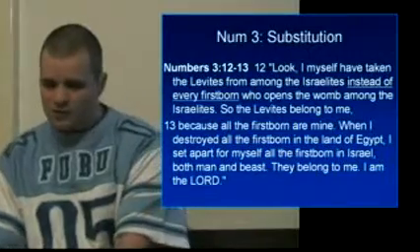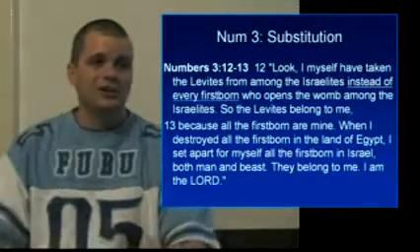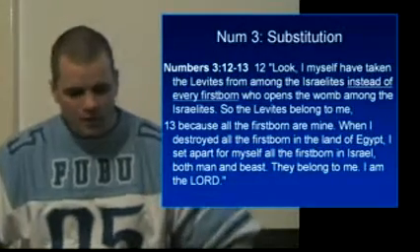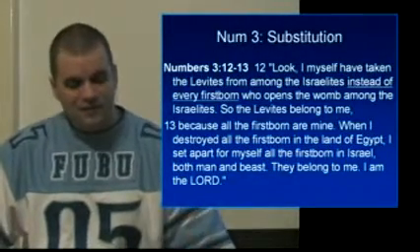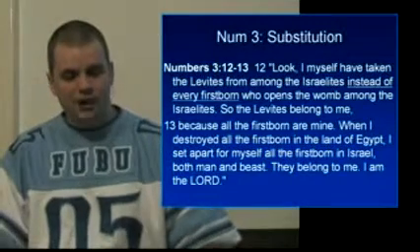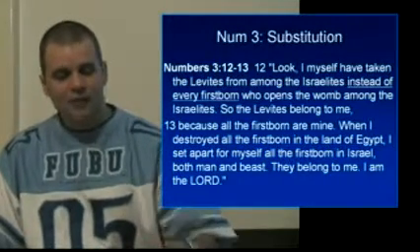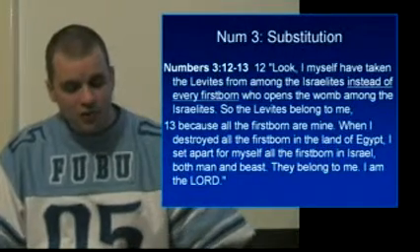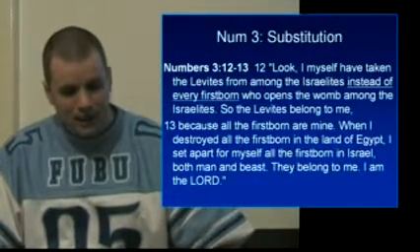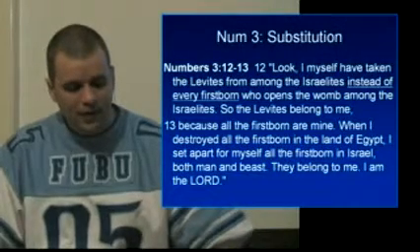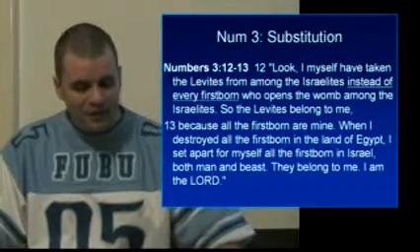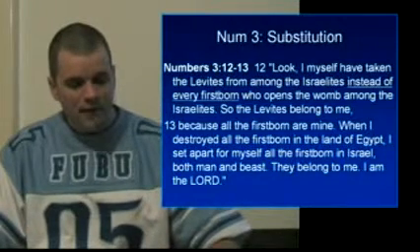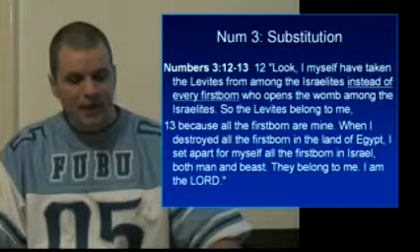Now also, whilst we're in chapter 3, you'll see the topic of substitution. Numbers 3:12 to 13. "Look, I myself have taken the Levites from among the Israelites instead of every firstborn who opens the womb among the Israelites. So the Levites belong to me, because all the firstborn are mine. When I destroyed all the firstborn in the land of Egypt, I set apart for myself all the firstborn in Israel, both man and beast. They belong to me. I am the Lord."